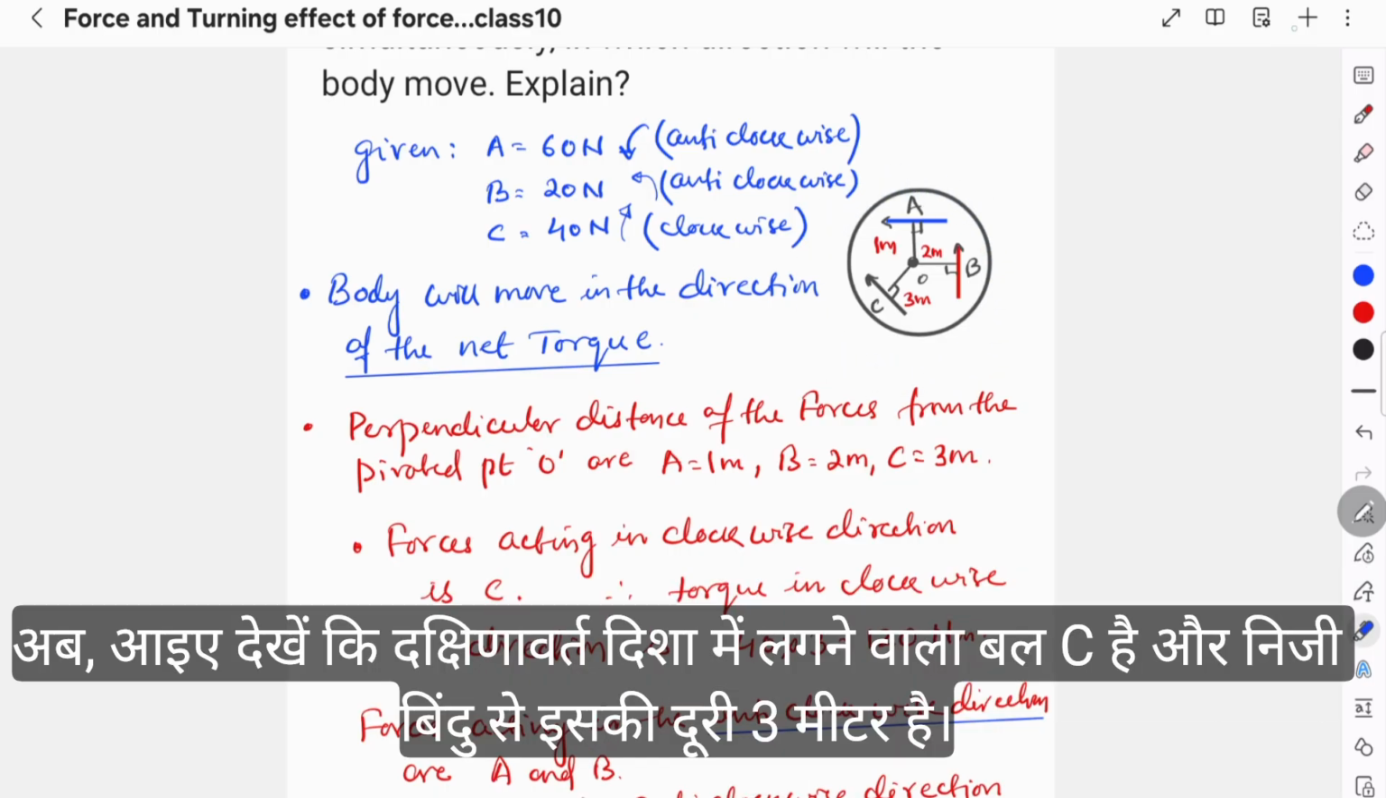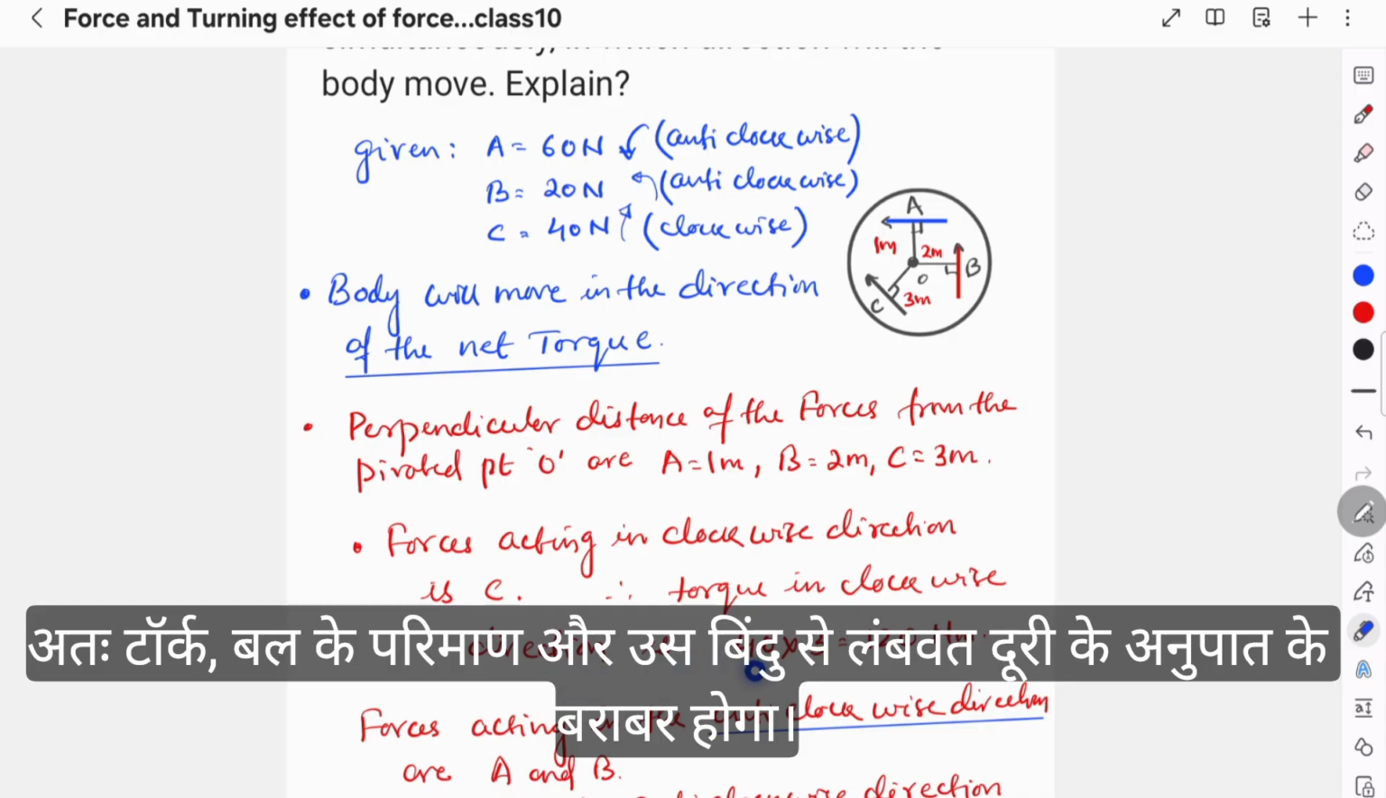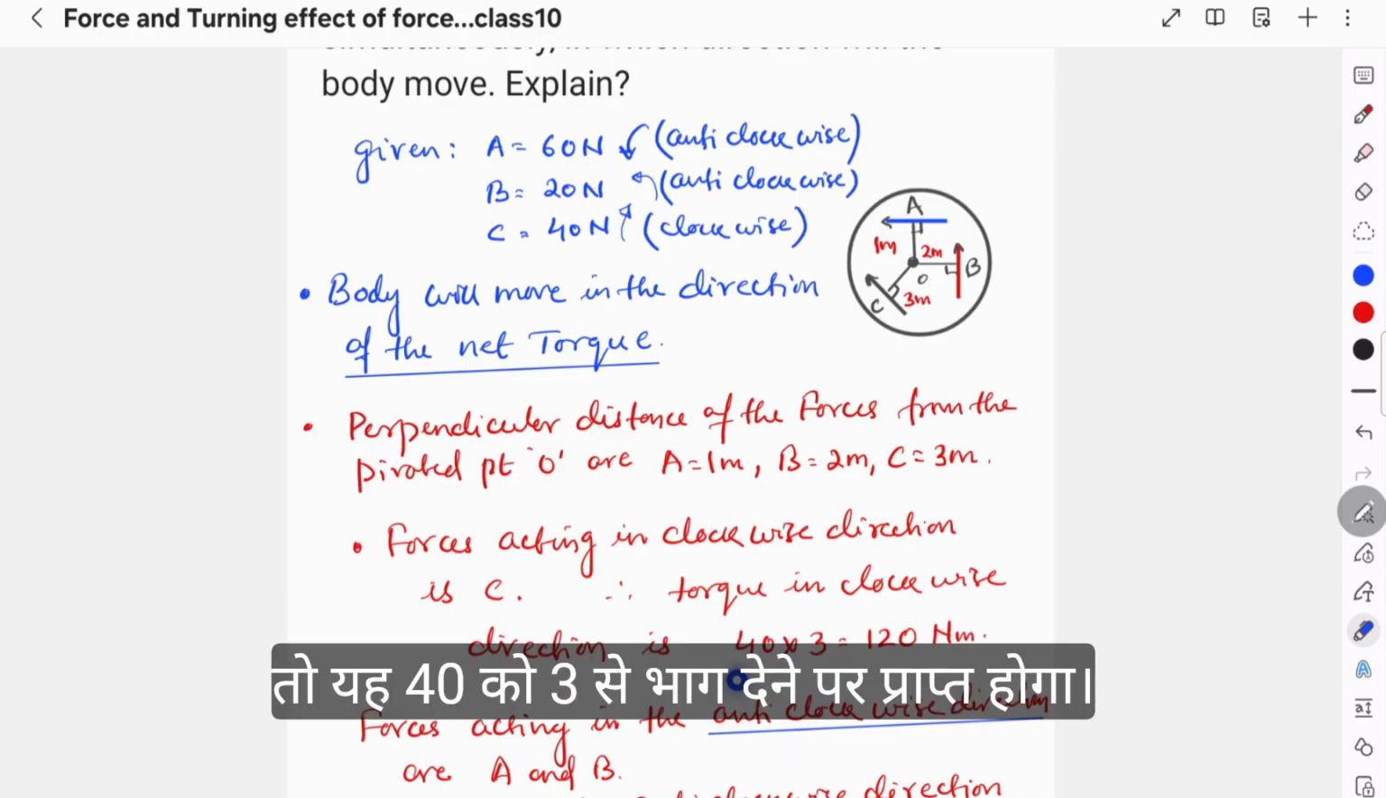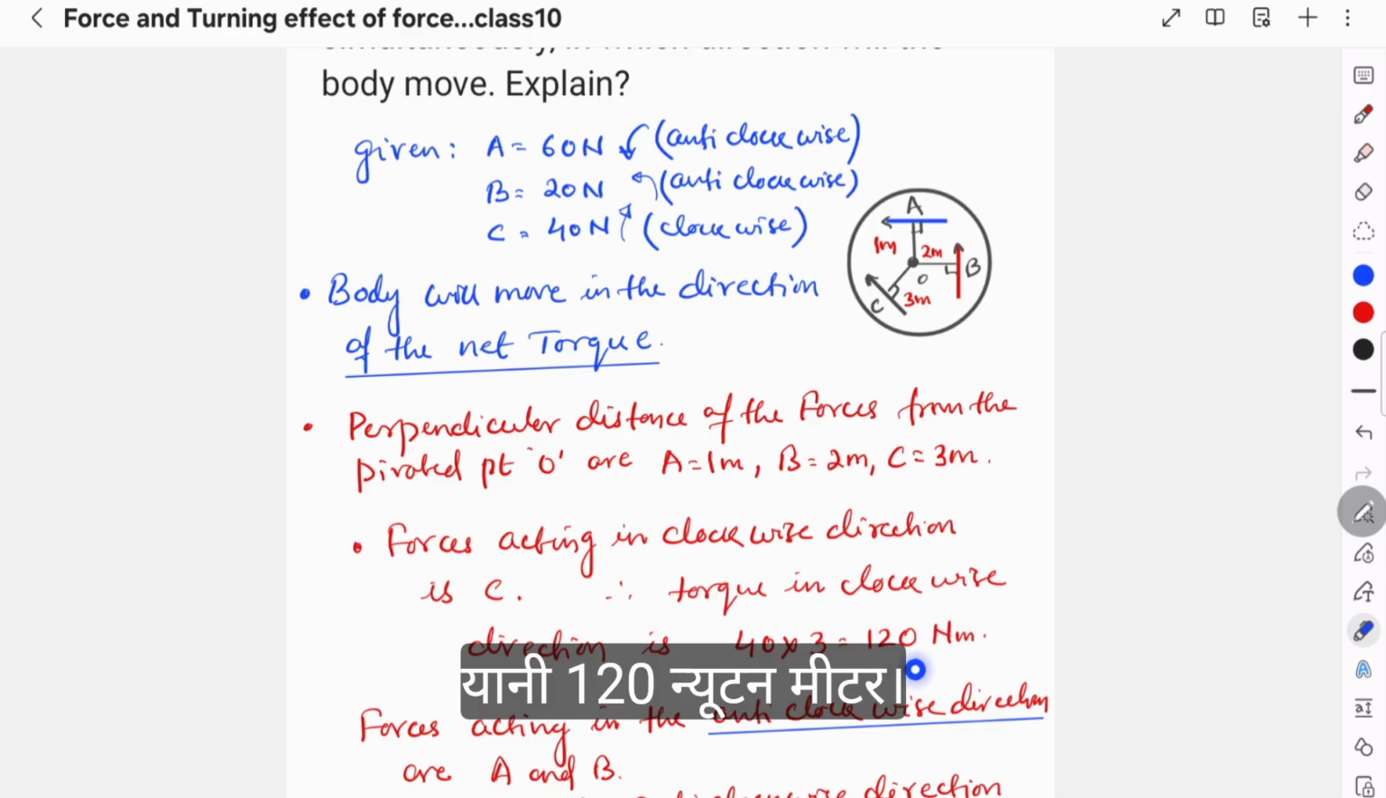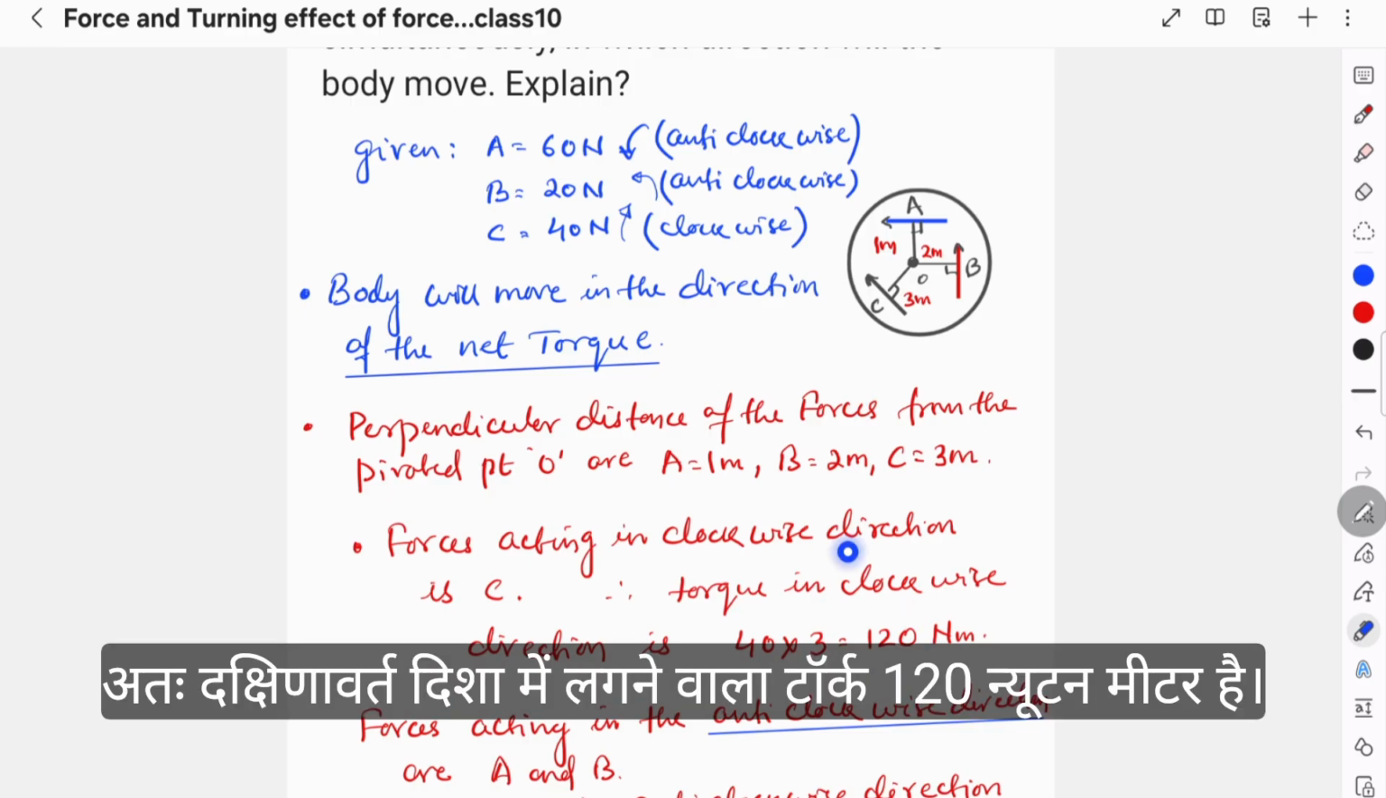Okay, now let's see. The force acting in the clockwise direction is C, and its distance from the pivot point is 3 meters. So the torque will be the magnitude of the force into the distance, the perpendicular distance from the pivot point. So this will be 40 into 3, that is 120 Newton meter. So the torque in the clockwise direction is 120 Newton meter.